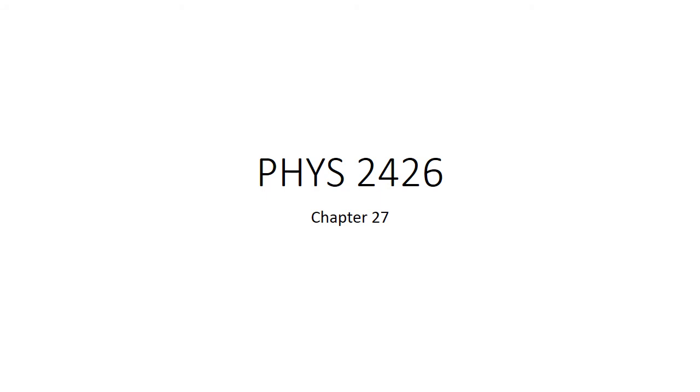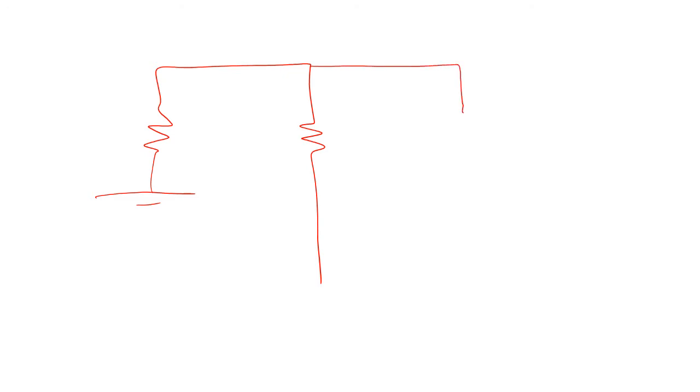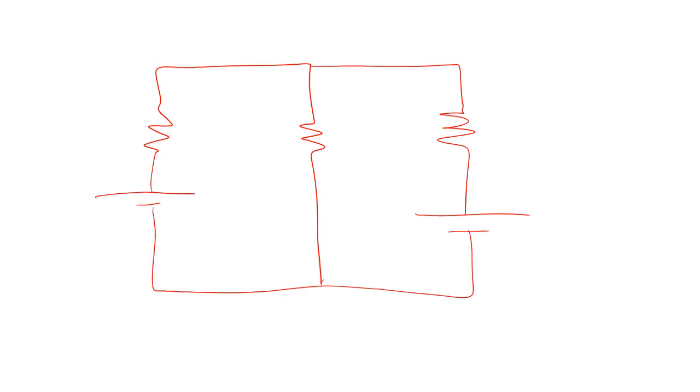When we have multi-loop circuits, it's going to be a little bit more complicated. So let's do an example. Let's say that we've got a circuit that looks like this. Now, we have voltage here. We can say this is like 14.0 volts.